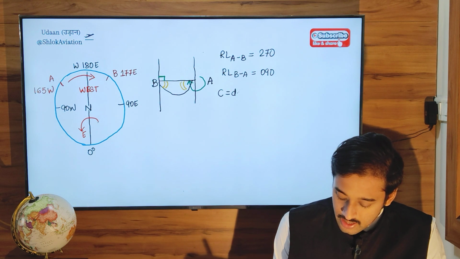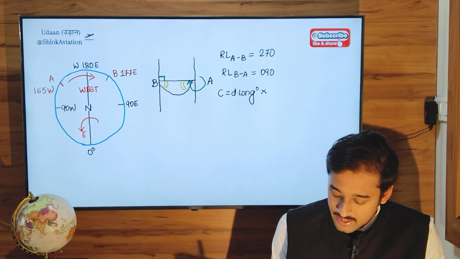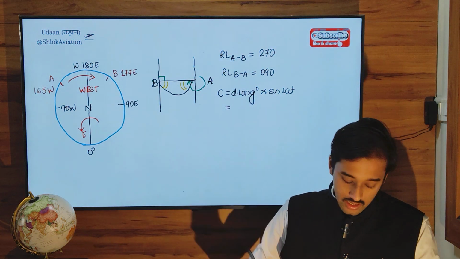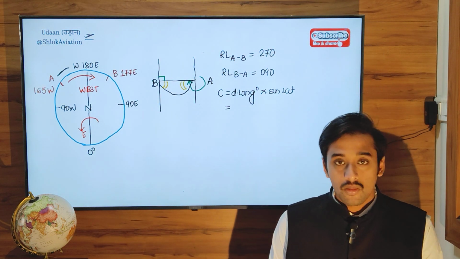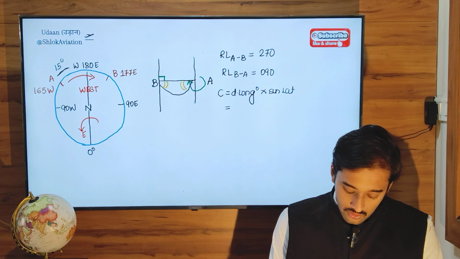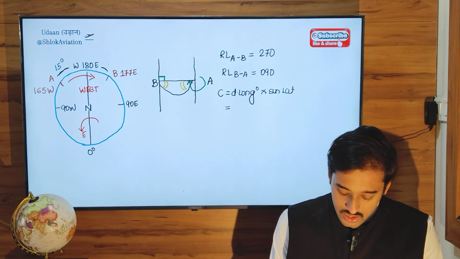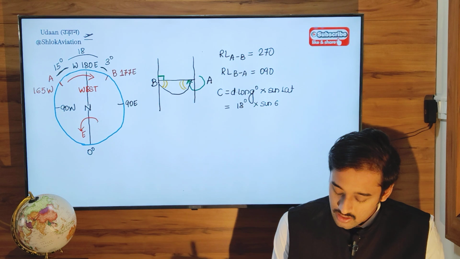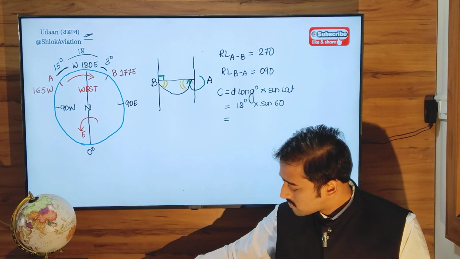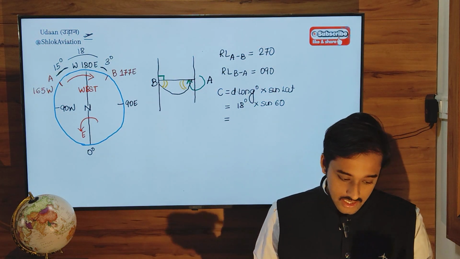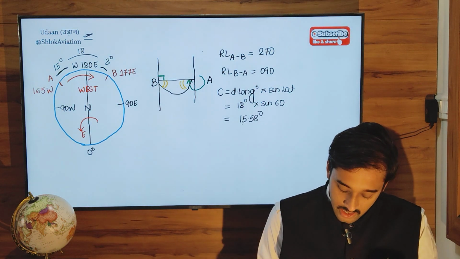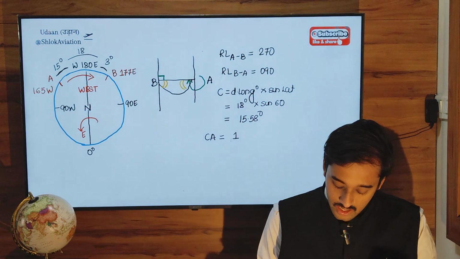Convergency is d long in degrees into sine latitude. So the difference between these two longitude is how much? 180 minus 165 is how much? 15 degrees. 180 minus 177 is how much? 3 degrees. So total d long will be 18 degrees. So 18 degrees into sine of 60 is 15.58 degrees.